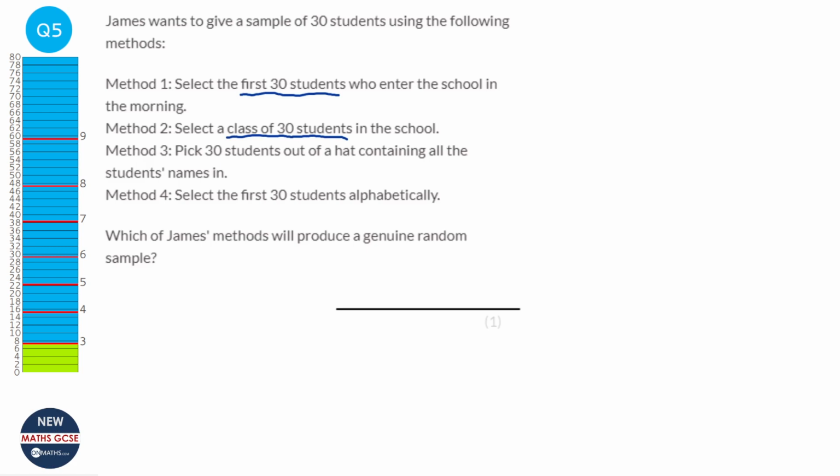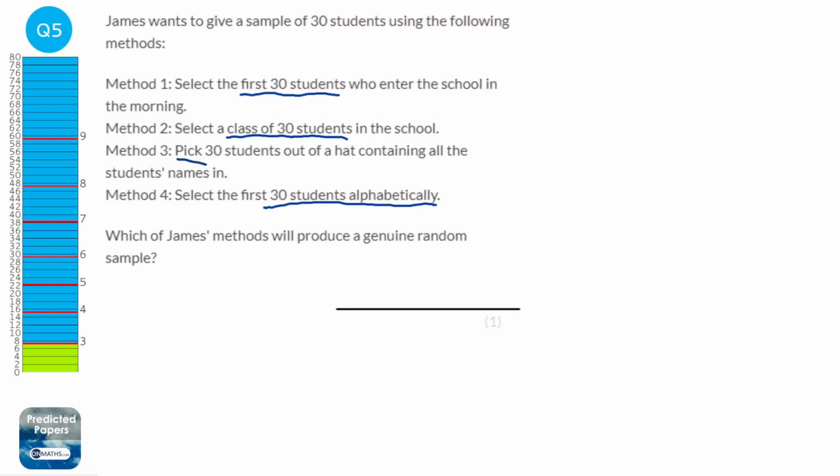It might seem that it's fair to pick the first 30 students alphabetically, so A to F or whatever, but again, that's not fair because the people at the end of the register don't have an equal chance of being picked. So you need to make sure everyone in your population has an equal chance of being picked.